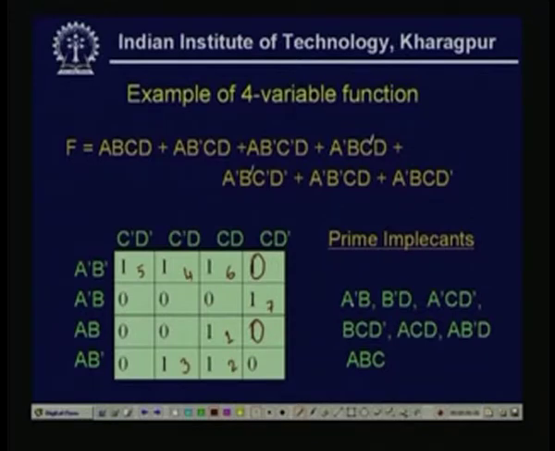See, if I want to form a group or a quad group, then I am taking this A bar B bar C D bar. Okay. I am taking these as the 0. This I am taking 0. This is my seventh minterm.